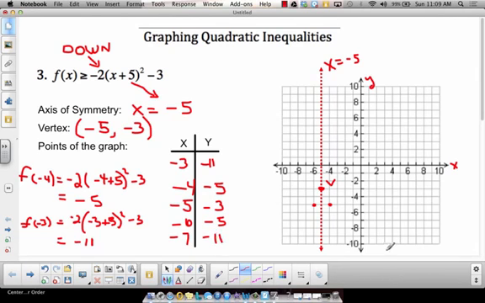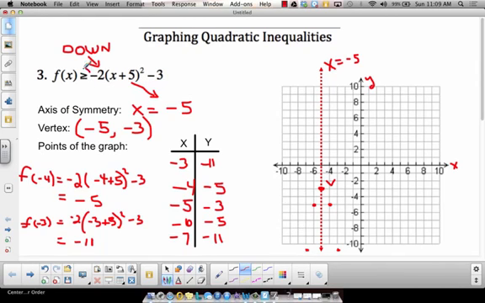Now, notice how I only go to -10 on my graph. So really, I got to kind of fake it. Looks like it would be about there and about there. Okay, so now I've got points. I've got enough points to go ahead and then do my graph.